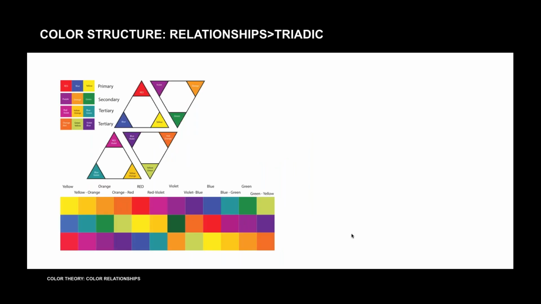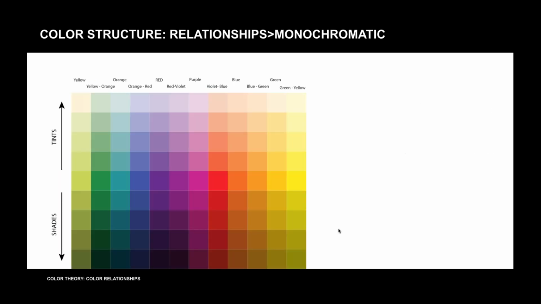Triadic is 3 colors that are kind of as far apart as they can be. We got 4 flavors of triadic, so primary triadic, secondary triadic, and 2 tertiaries. So that's how that works. So in the case of your artwork, you'd have 3 colors plus either black or white. Monochromatic, mono, 1, chroma, color. 1 color, and all you're doing is adding white or adding black to create tints and shades of the color for contrast.